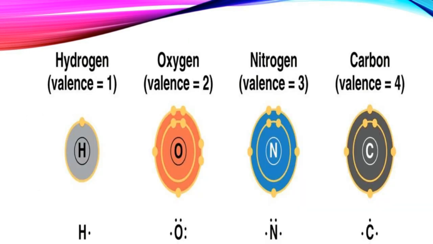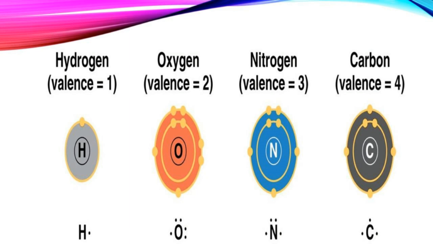The elements having valency 1 are called monovalent. Example, hydrogen and sodium. The elements having valency 2 are called divalent. Example, oxygen and beryllium. The elements having valency 3 are called trivalent. Example, nitrogen and aluminium. The elements having valency 4 are called tetravalent. Example, carbon.